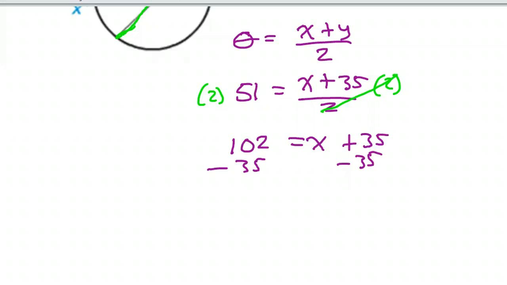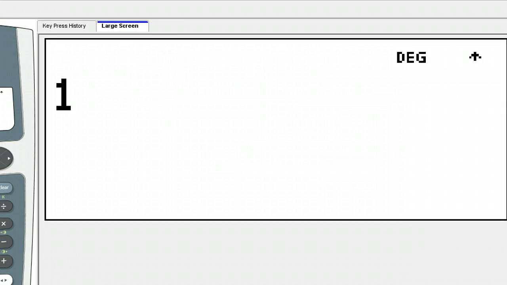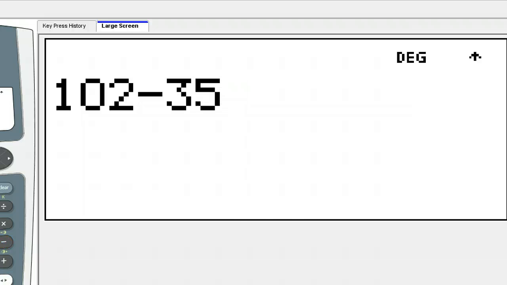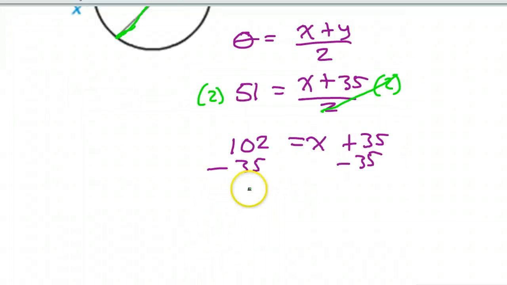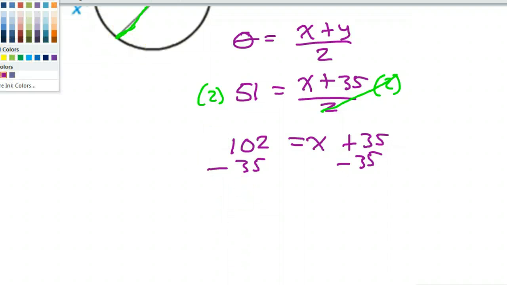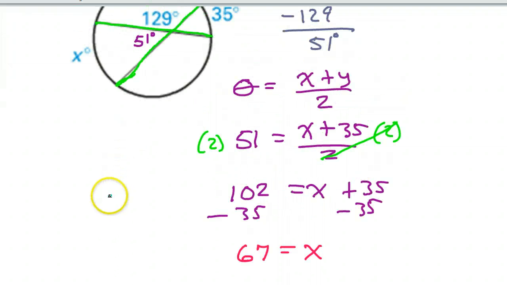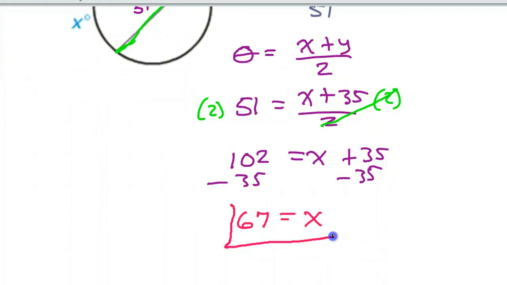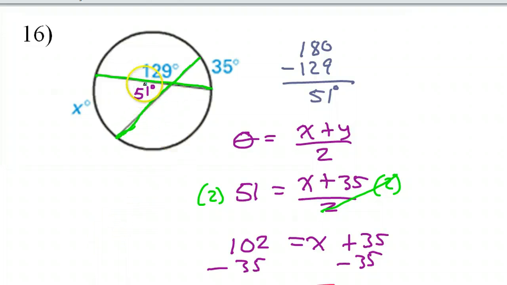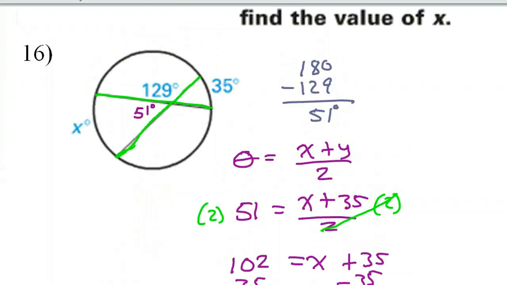Let's see. 102 minus 35, you say, 67. So 67 is equal to x. And that's what we were supposed to find out. So the trickiest thing right there was, first of all, understanding that we're not going to use the 129 because that's not inside of the x. We needed the 51 that lines up with the x and the 35. That was number 16.